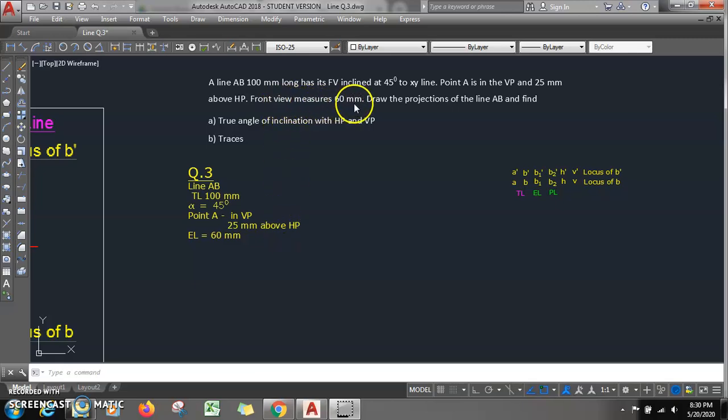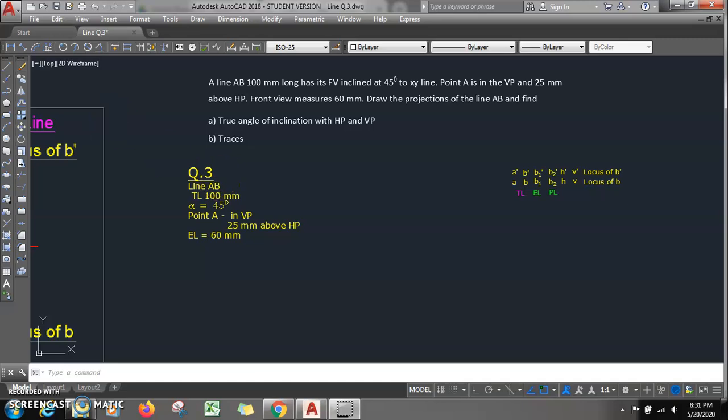Front view measures 60 mm means elevation length. Length of front view is 60 mm, so EL is equal to 60 mm. Draw the projections of line and find true inclination with HP and VP. So theta and phi they are asking to find out, and traces HT and VT.